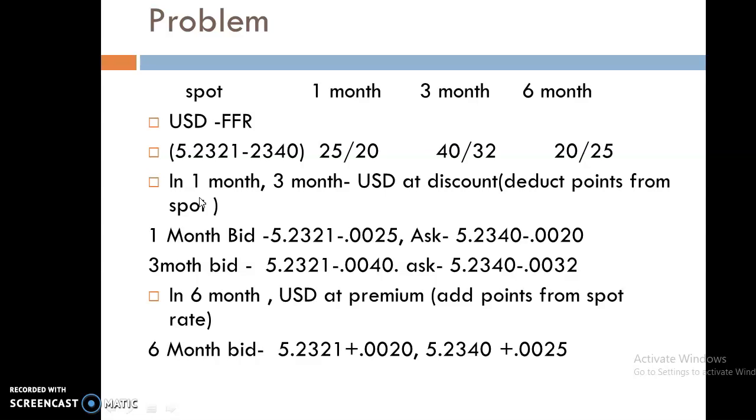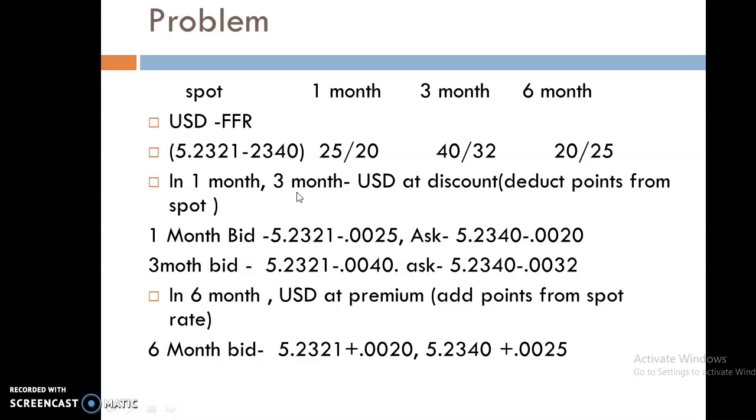So there is a principle in calculating the forward rate. Let's look into that principle. What is that? In the 1 month contract, if the first pip is greater than the second pip, deduct the pips from the spot rate to get the forward rate. That's the principle. If the first pip is smaller than the second pip, add the pips to the spot rate to get the forward rate. That's a simple principle to calculate the forward rate from spot rate and pips.